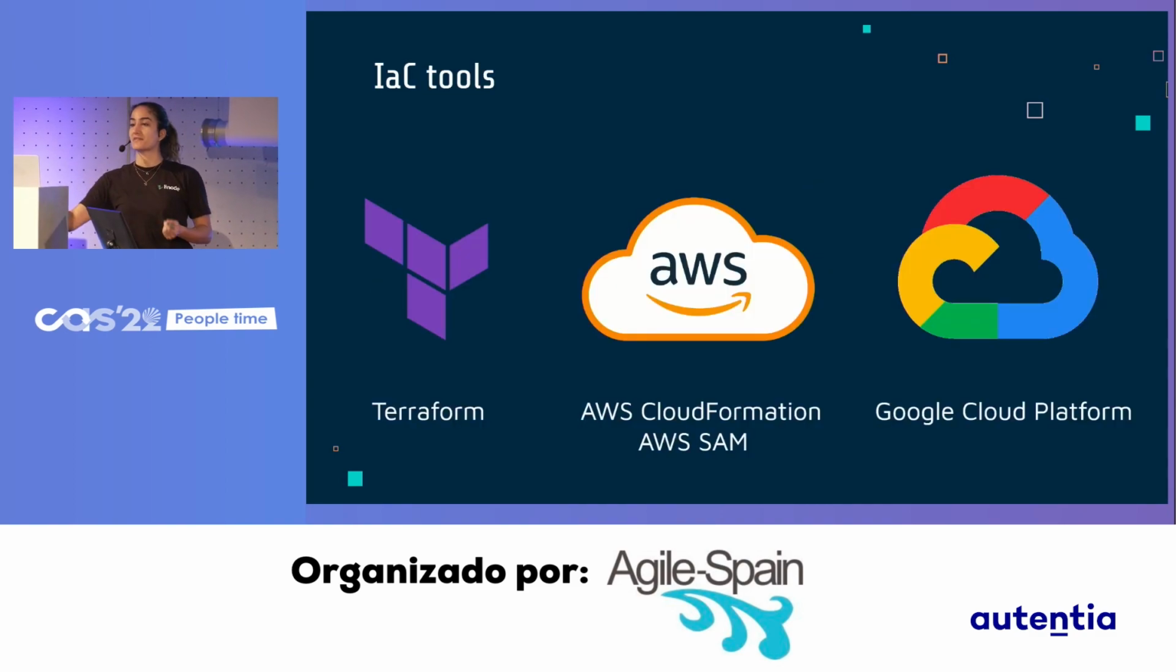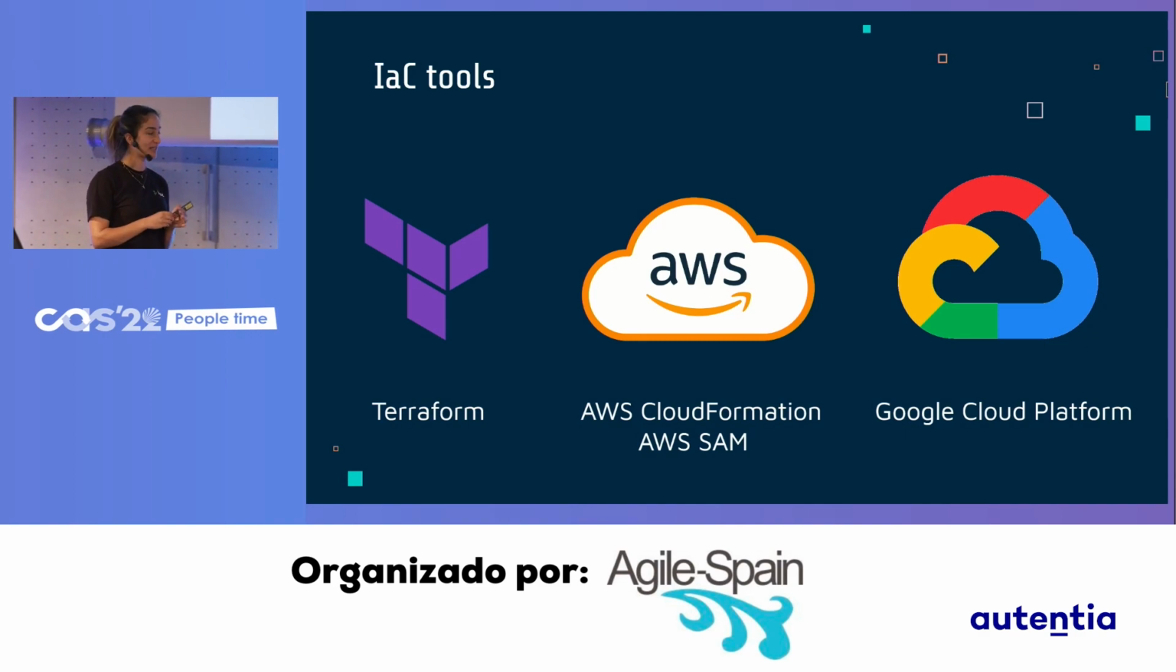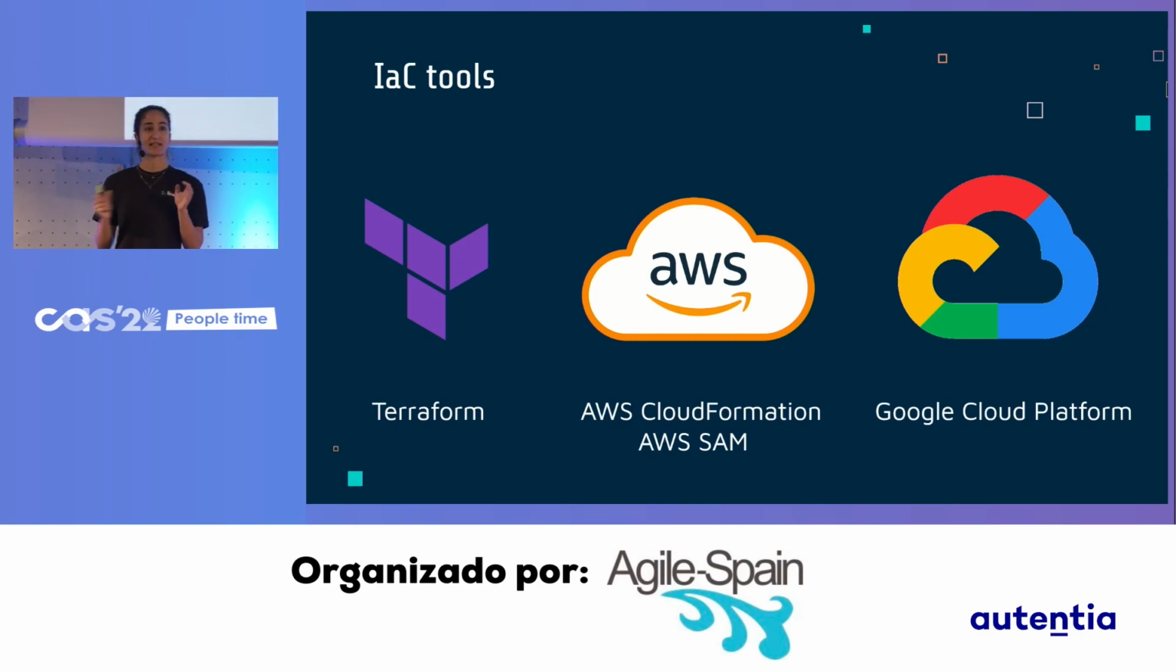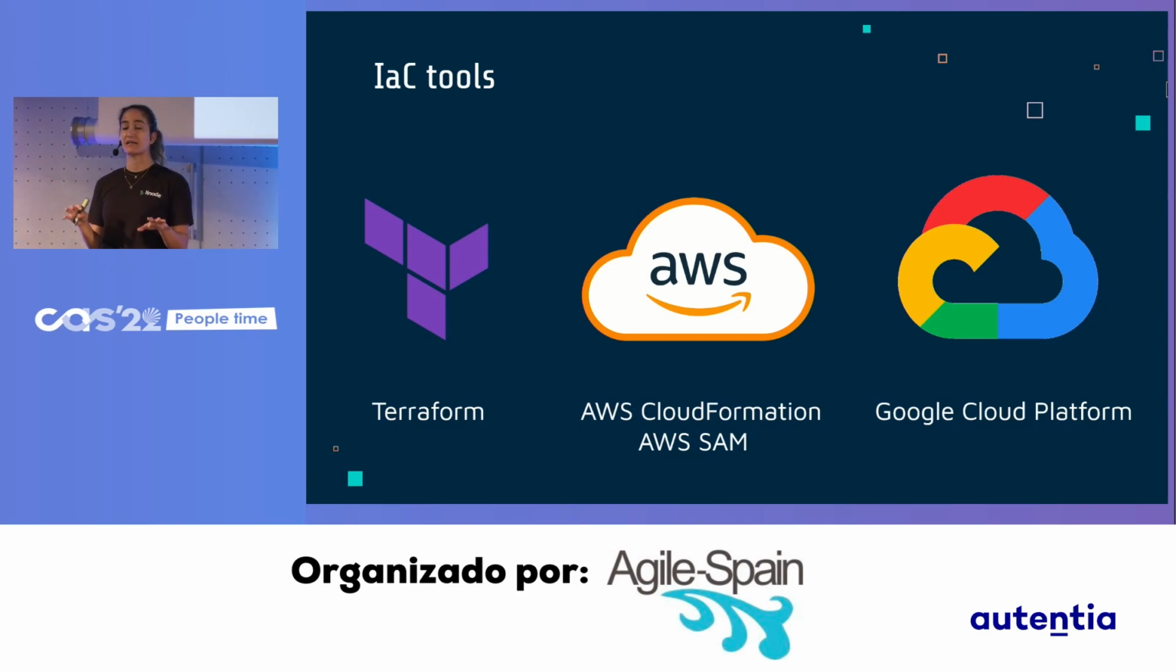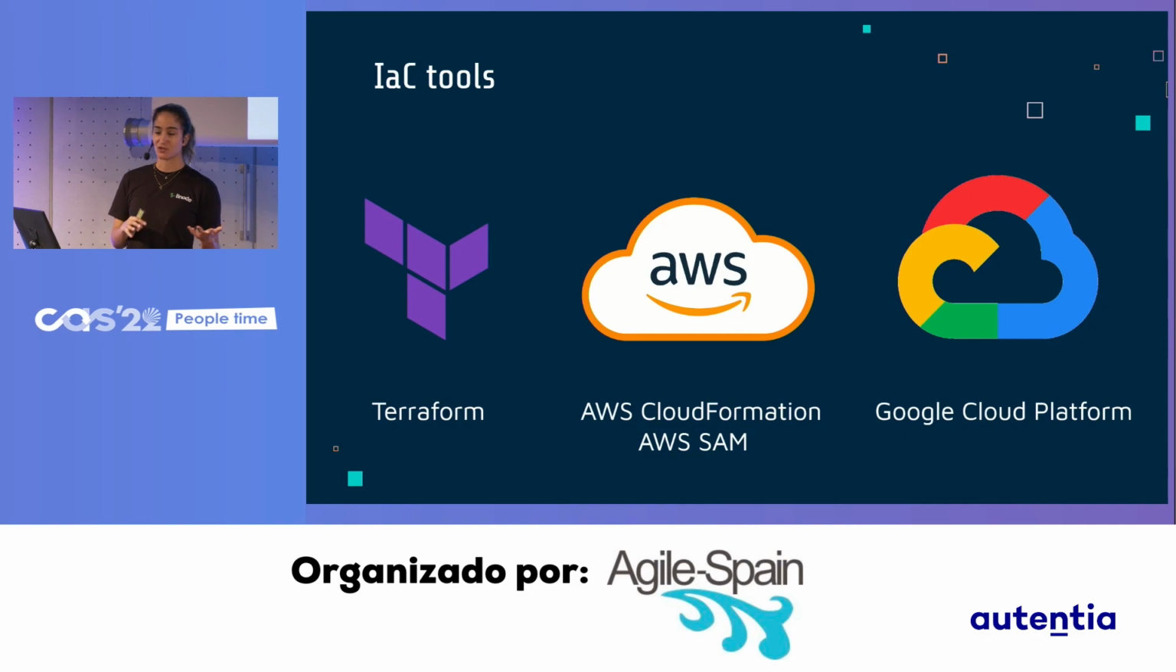Okay, so you do have a bunch of choices when it comes to infrastructure as code tools. And like I said in the beginning, I don't care which tool you use. There's Terraform, AWS, Google, Azure. There's 100 other cloud providers, but these are some of the biggest ones. So I don't care which tool you use. I just would like you to try infrastructure as code.